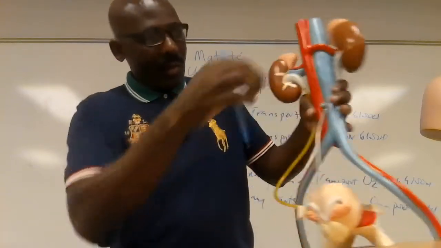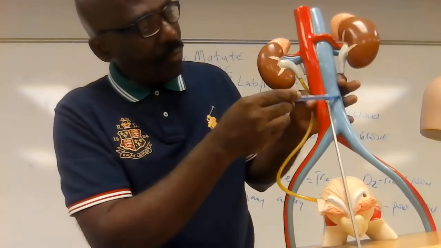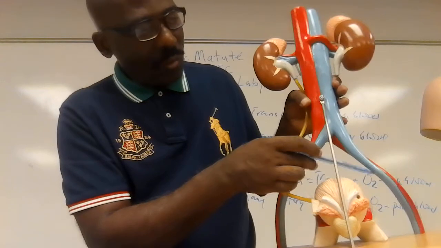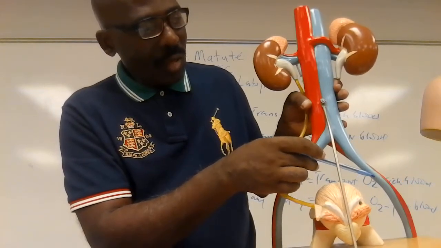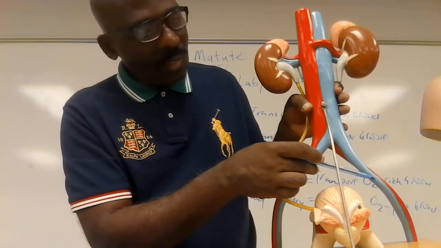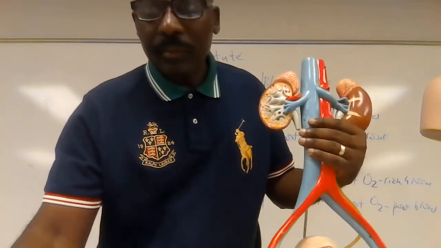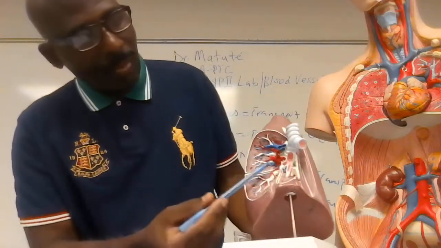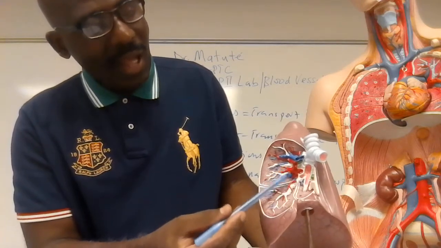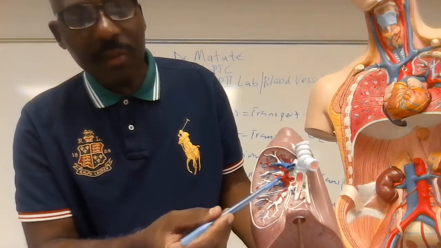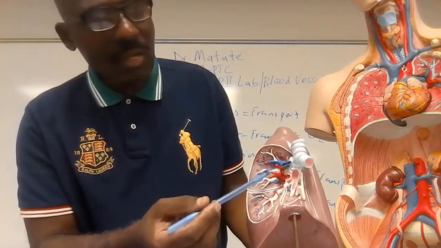So if I put it behind here, this is the inferior vena cava. It branches out to the left iliac vein and the right iliac vein. Our next model is the lungs. Here, these are the pulmonary veins, pulmonary arteries.